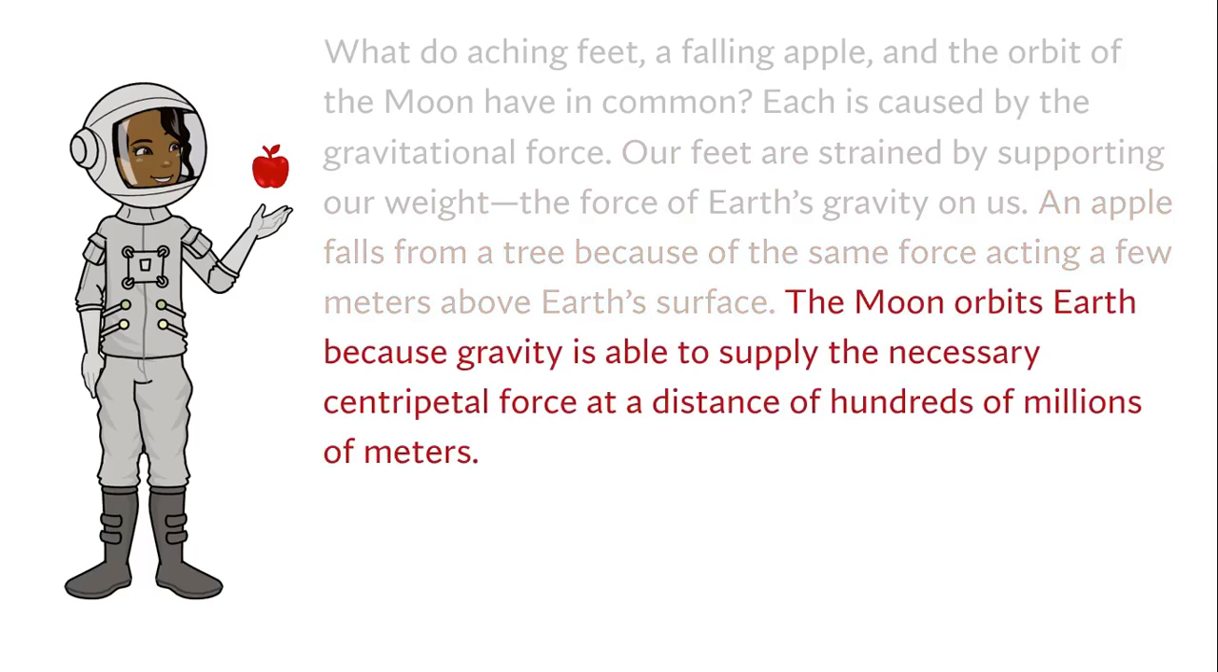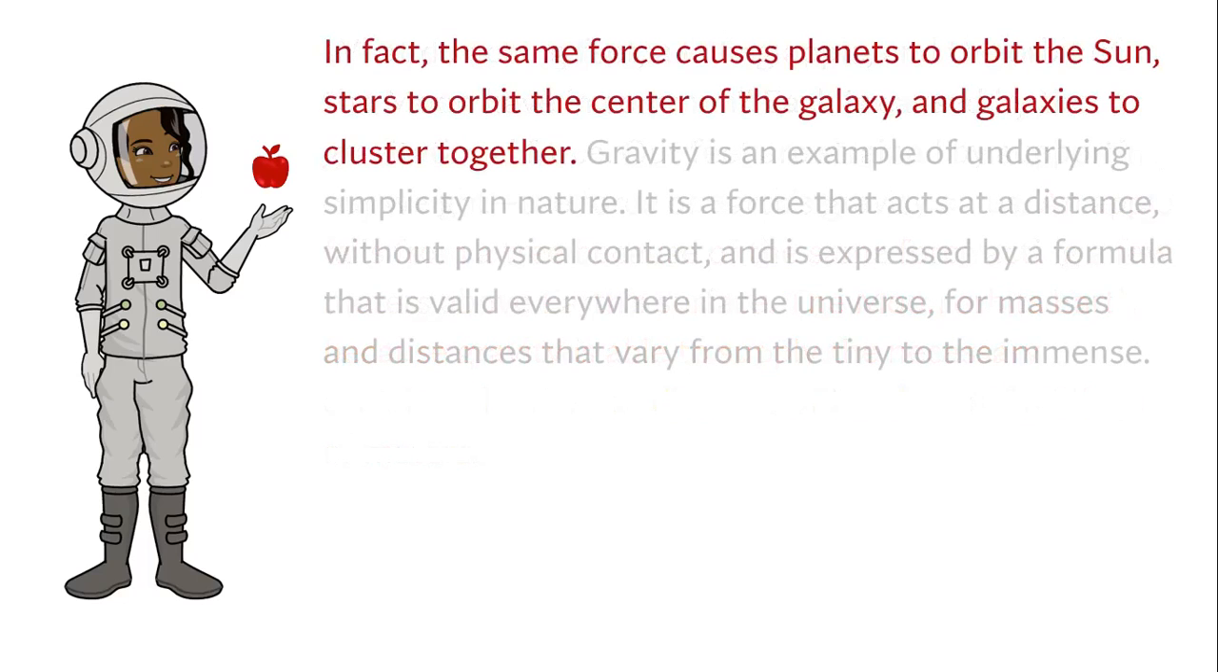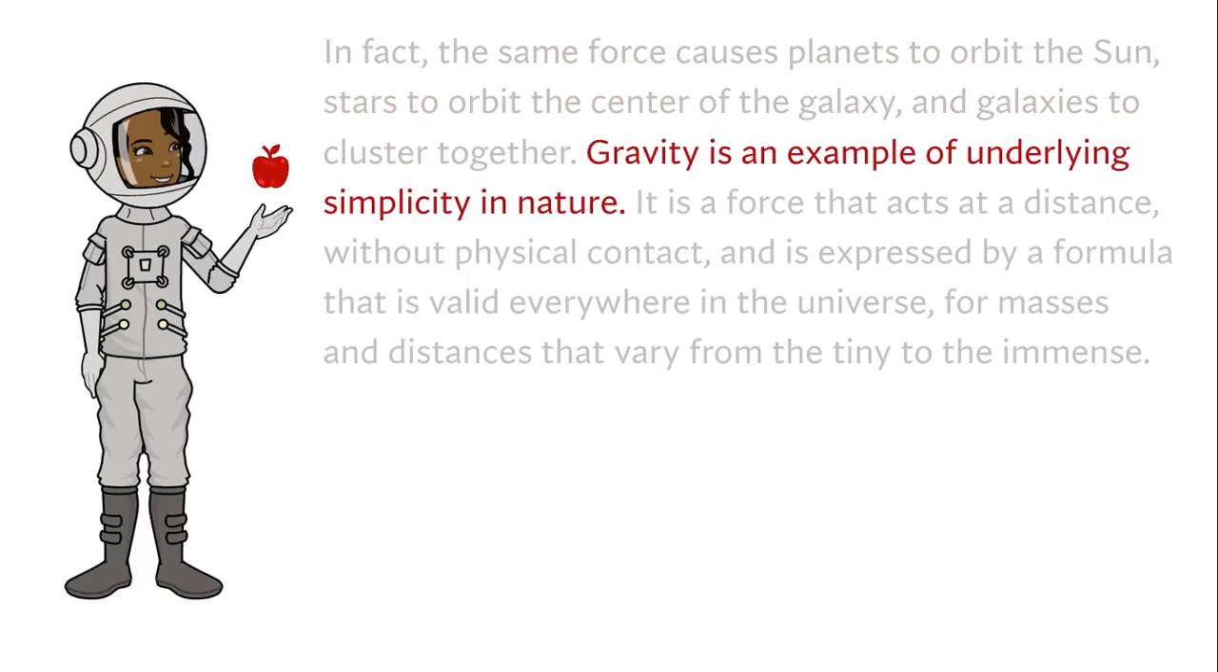The moon orbits Earth because gravity is able to supply the necessary centripetal force at a distance of hundreds of millions of meters. In fact, the same force causes planets to orbit the sun, stars to orbit the center of the galaxy, and galaxies to cluster together. Gravity is an example of underlying simplicity in nature.